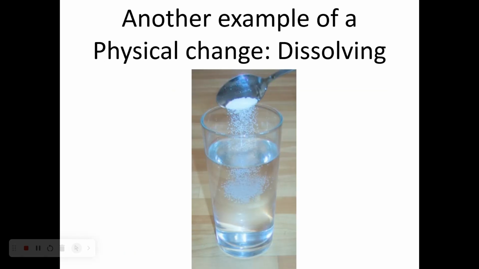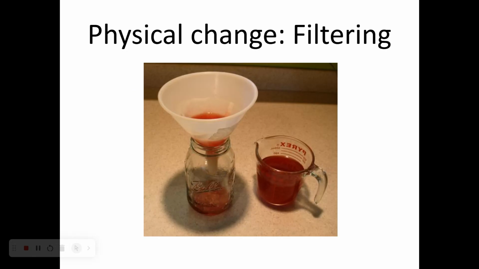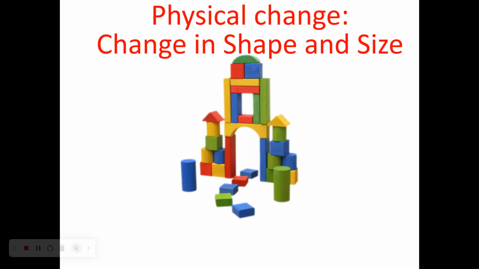Here are some other examples of physical changes. We've got dissolving, filtering, changing in shape and size. You can pound on something and make its shape change. That's just a physical change. You haven't created something new. You've just changed the substance's shape. You've made a physical change to it, but not a chemical one. All right, that ends the physical changes.